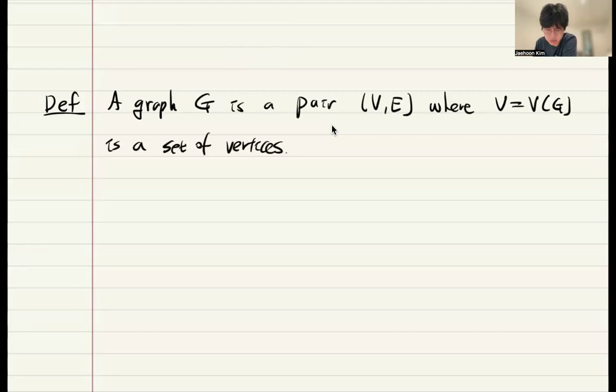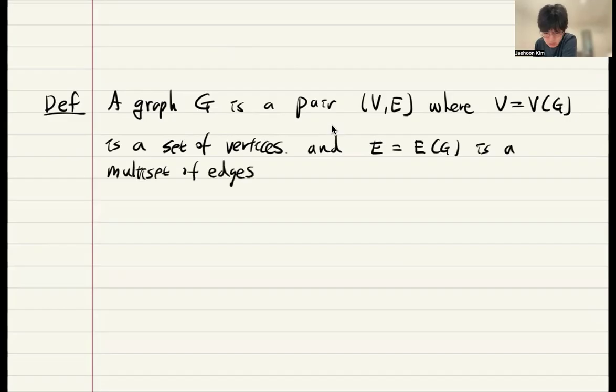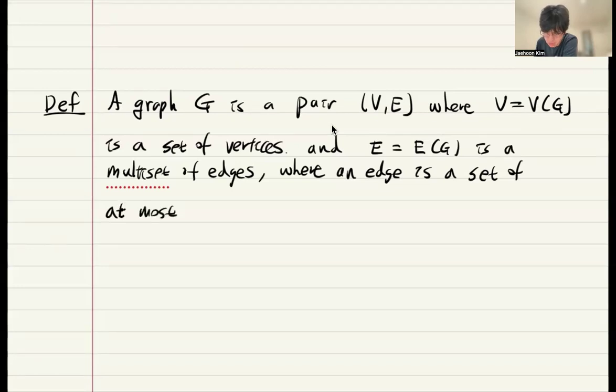And this E, which we write as E of G, is a multiset of edges. And these edges are the lines, where an edge is a set of at most two vertices.